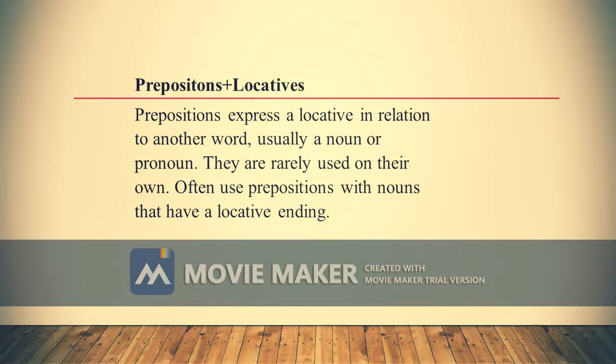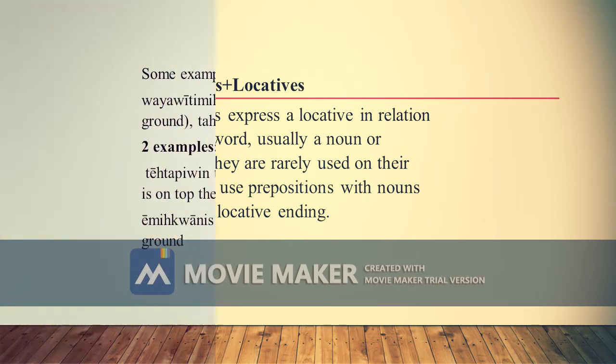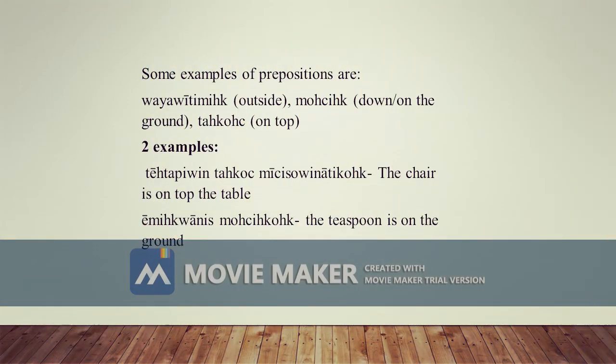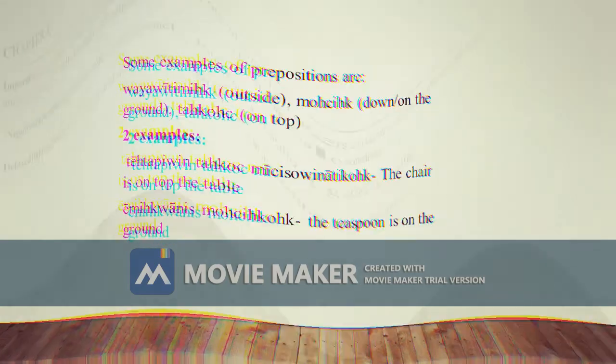Prepositions and locatives. Prepositions express a locative in relation to another word, usually a noun or pronoun. They are rarely used on their own. Often use prepositions with nouns that have a locative ending. Some examples of prepositions are weawitamik, outside, muchik, down on the ground, taguch, on top. 2 examples, titapuin taguch mitsanataguk, which means a chair is on top of the table. Imiguanis muchaguk, means a teaspoon is on the ground.